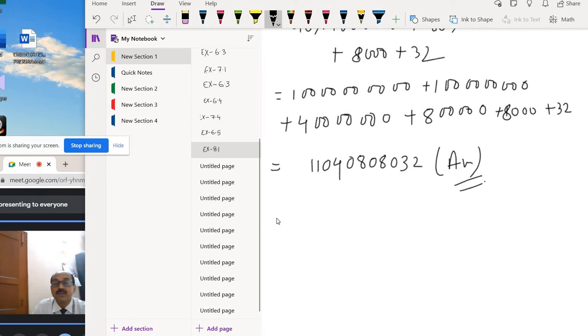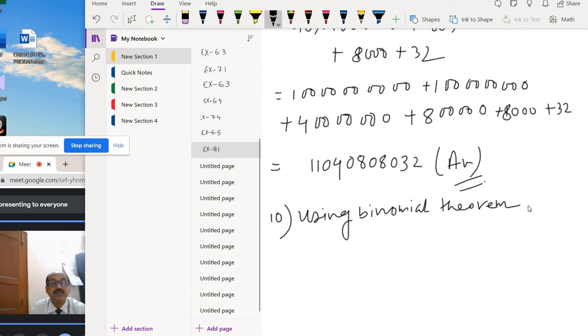We'll do question number 10. Using binomial theorem, indicate which number is larger.